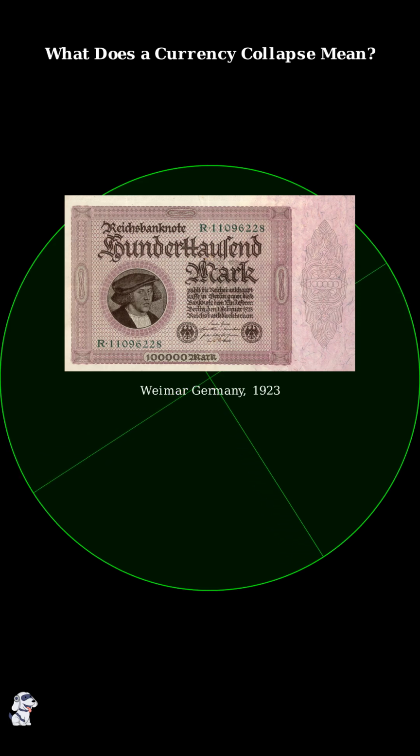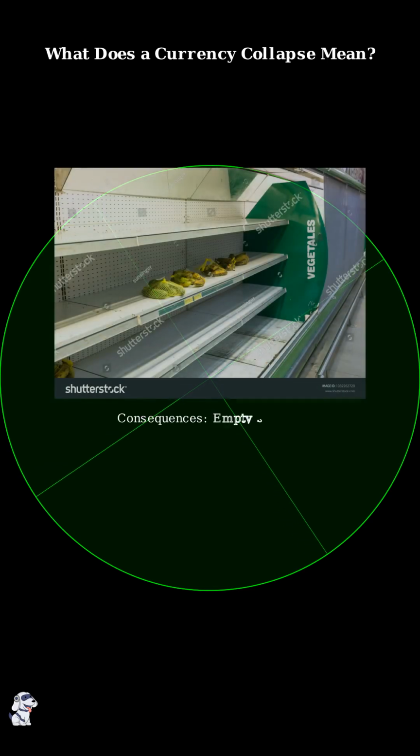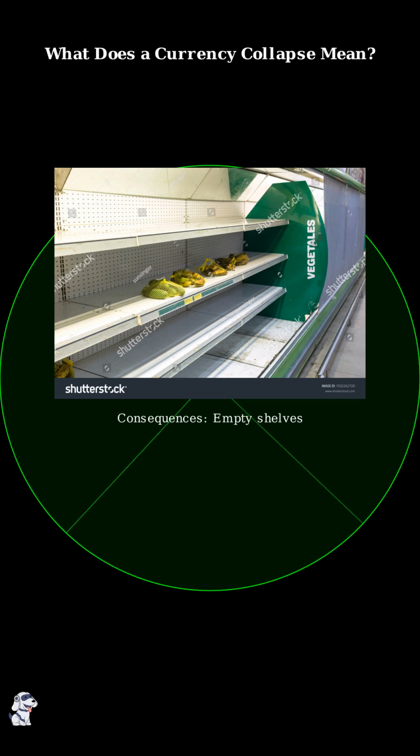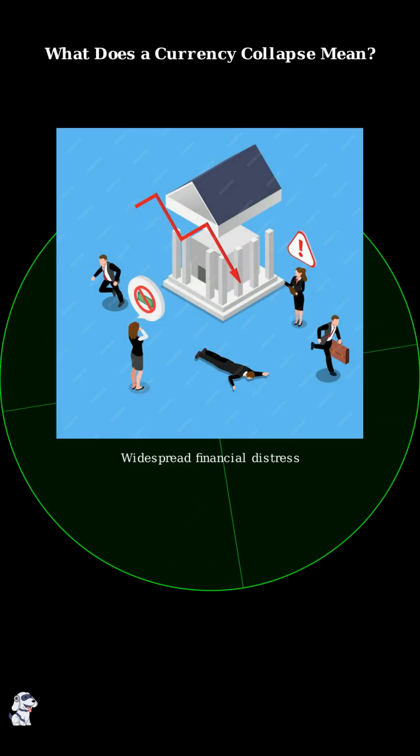In Weimar Germany during the 1920s, hyperinflation rendered the currency virtually worthless. Similarly, Zimbabwe experienced hyperinflation in the 2000s, where astronomical denominations were printed to keep pace with rising prices. The effects extend beyond money itself, leading to shortages and economic hardship, as seen in empty supermarket shelves during periods of severe inflation. Such collapses create widespread financial distress, with people and institutions facing panic and uncertainty.